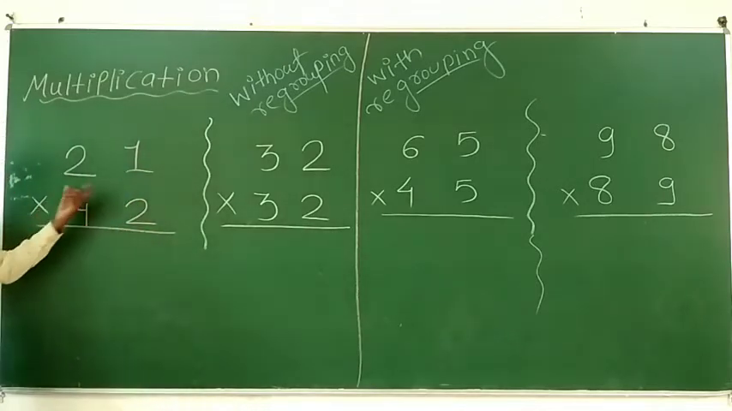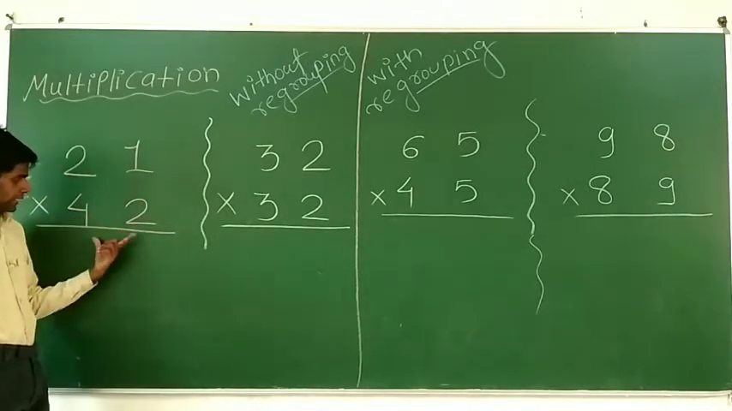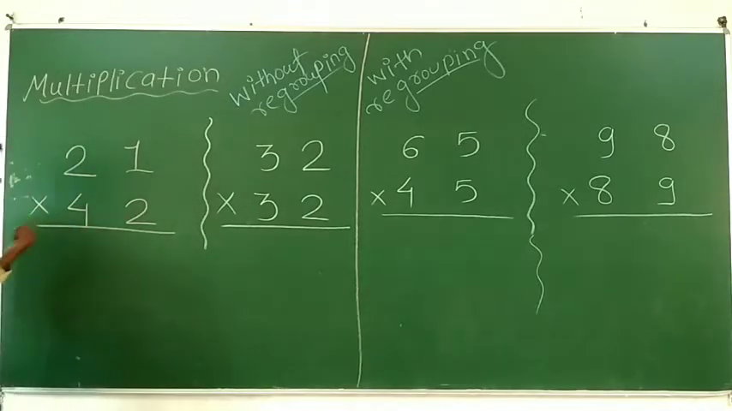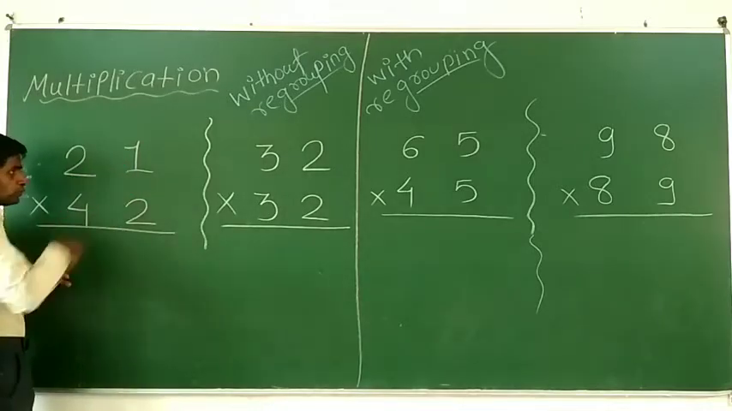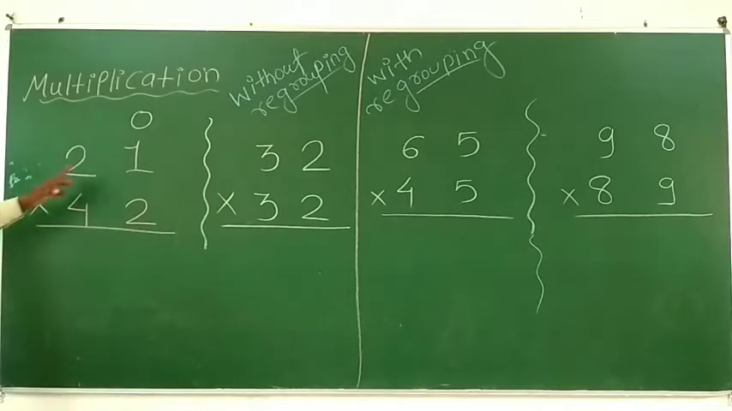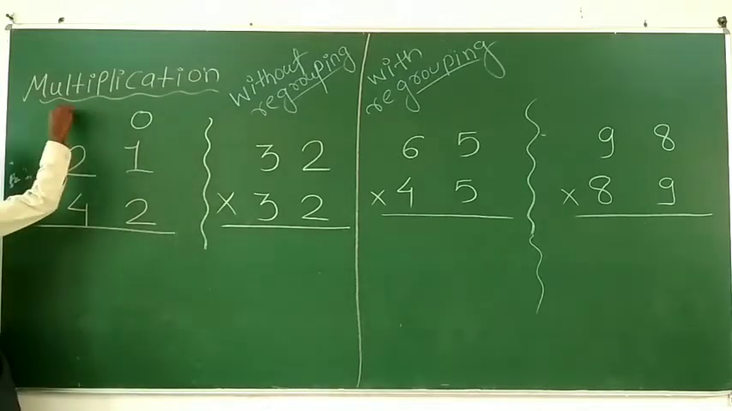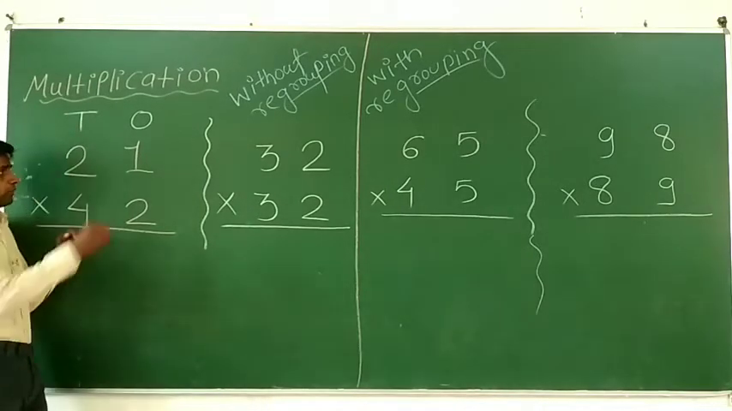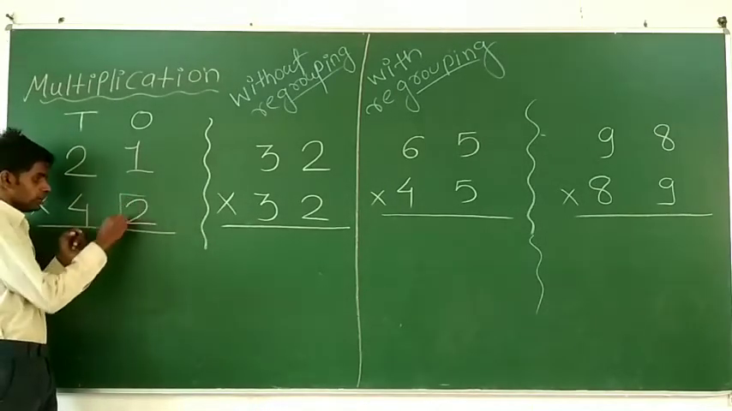As you can see, the first number is 21, the second number is 42. Now we have to find the product of 21 and 42. The 1 and 2 are present on the ones place, and the 2 and 4 are present on the tens place. Got it everyone?